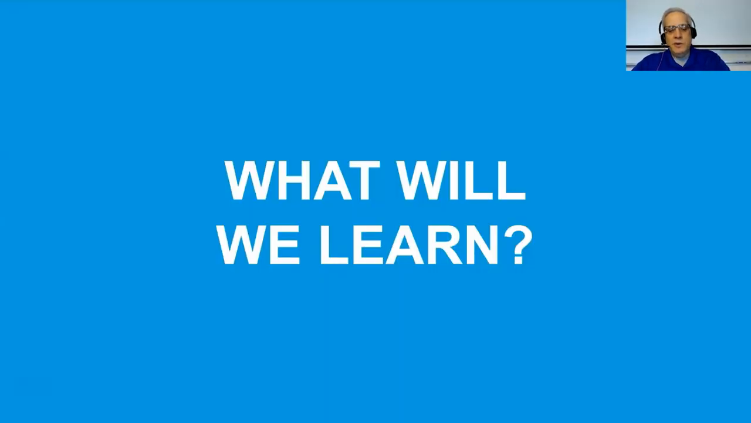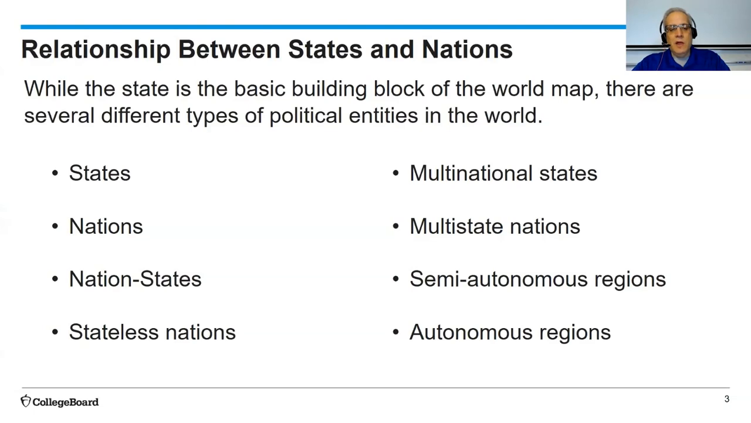Today's video will discuss types of political entities, including nations, states, nation-states, stateless nations, multinational states, multi-state nations, autonomous and semi-autonomous regions. So, what are we going to learn? While the state is the basic building block of the world map, there are several different types of political entities in the world. Among them are states, nations, nation-states, stateless nations, multinational states, multi-state nations, semi-autonomous regions, and autonomous regions.